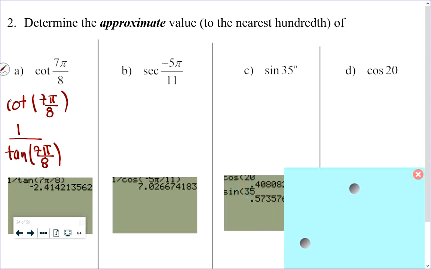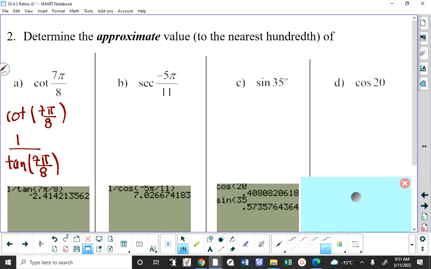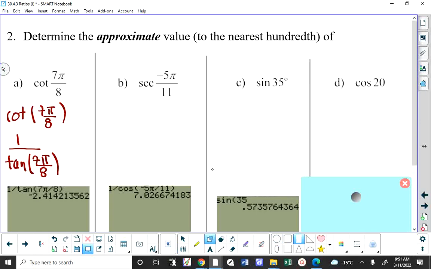Sine of 35 degrees, well, that's a grade 10 question. You just go sine of 35 degrees. And I would like everybody to calculate cos of 20. Oh, you know what? I better slow down here. When you calculate sine of 35 degrees, you have to go into degree mode, right? Okay. And now I want you to calculate cosine of 20.